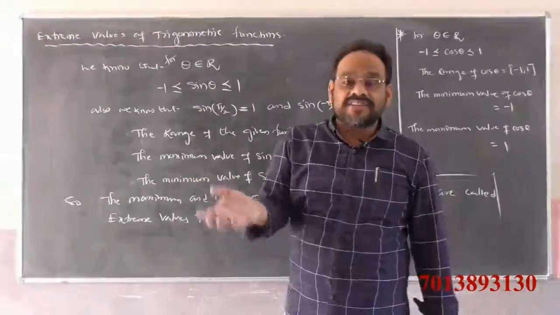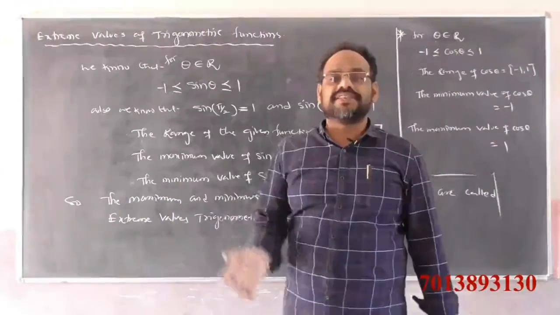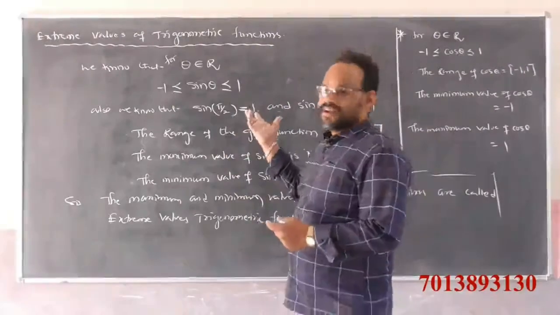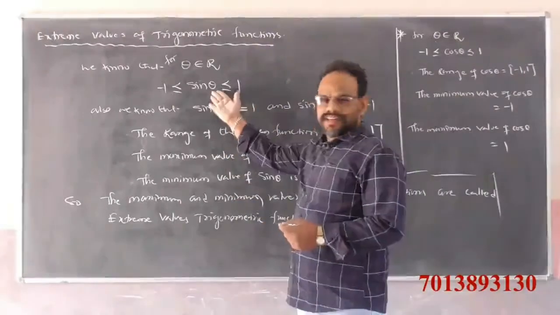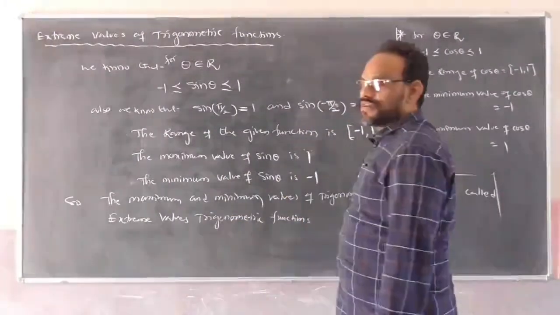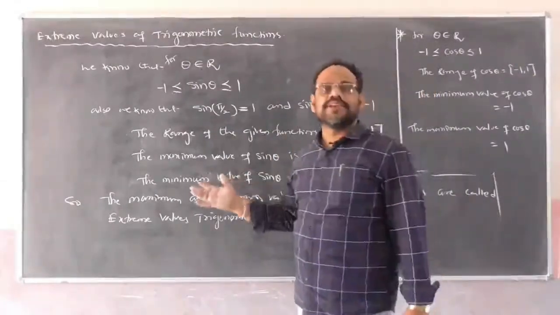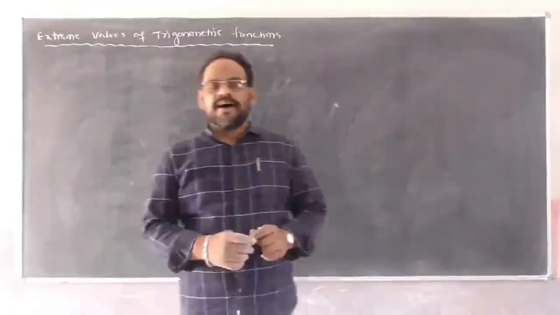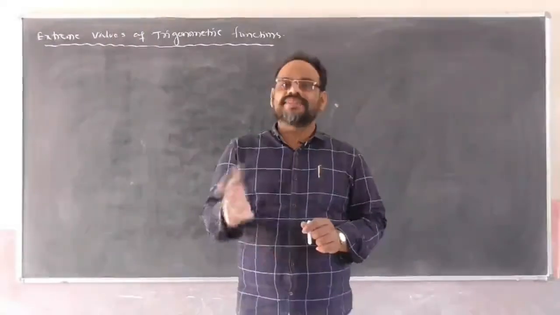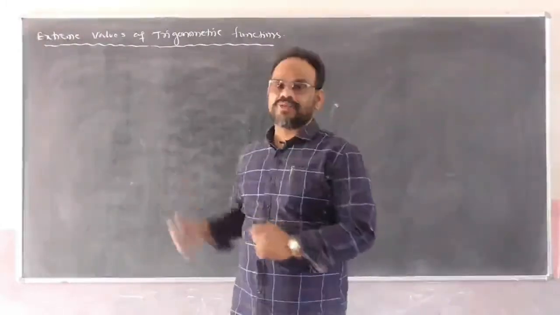If sin theta and cos theta are both included, that means it is in the form of a sin x plus b cos x plus c. How do we find the extreme values? That means two functions are involved. The extreme values of sin theta are clearly minus 1 and plus 1, and of cos theta also minus 1 and plus 1. If they are combined, how do we find the extreme values? Let us discuss one theorem here.